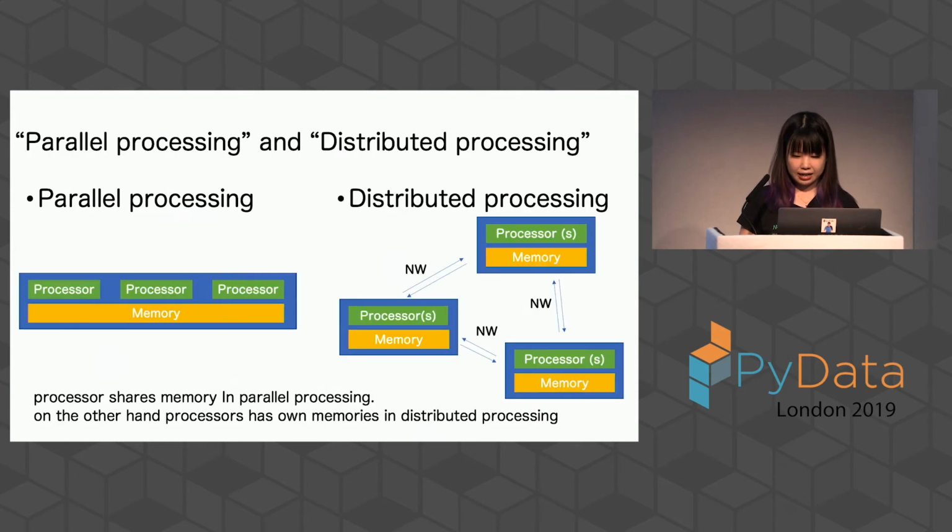The answer is here. We often use these two words as the same meaning, but they're not the same. Parallel processing is mainly for only one machine, and parallel processing uses multiple processors and shared memory. On the other hand, distributed processing aims at sharing the processing by exchanging data through messages between multiple machines. So we use resources which are physically separated.